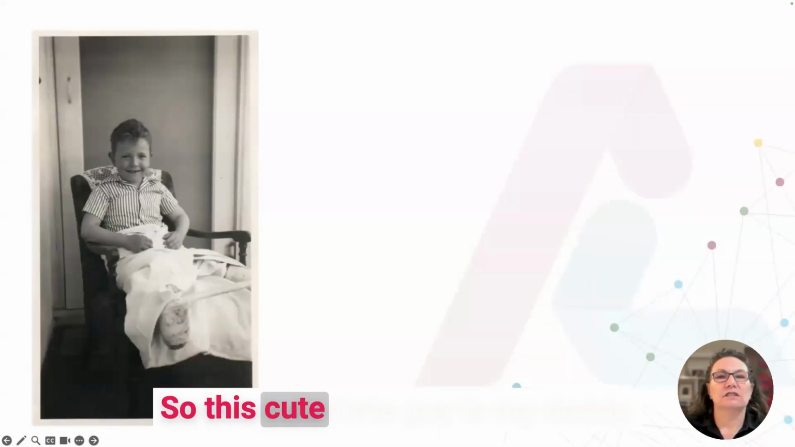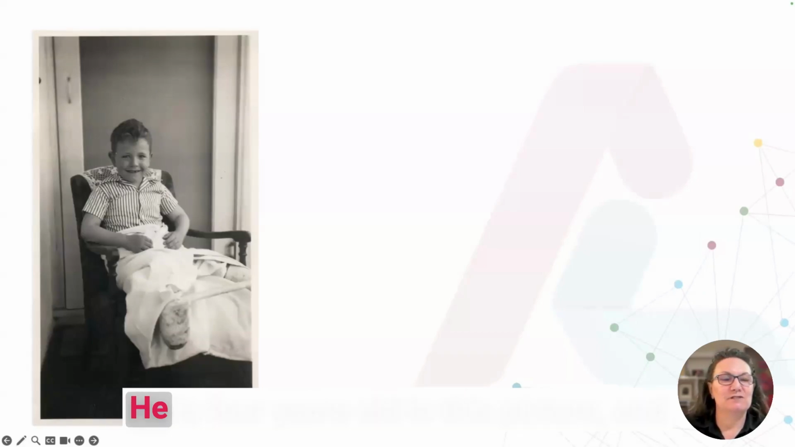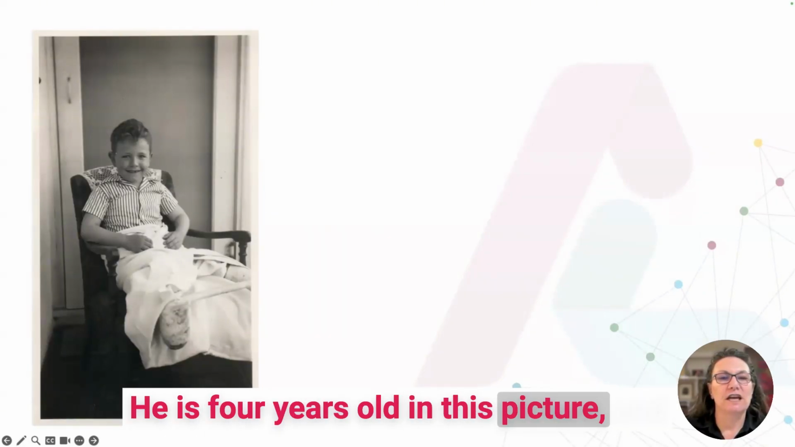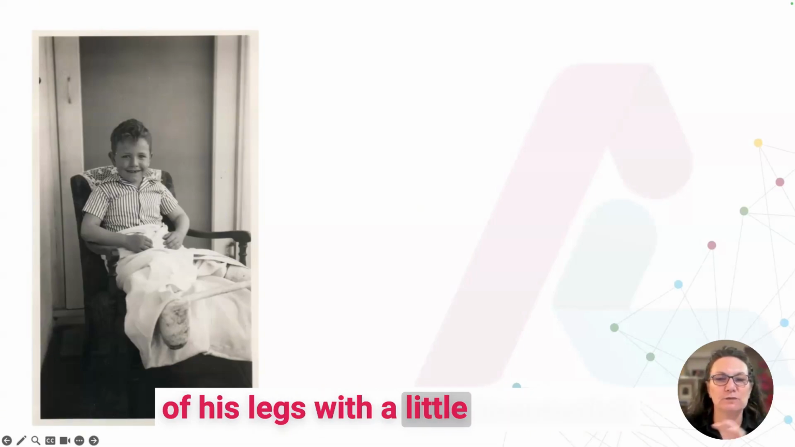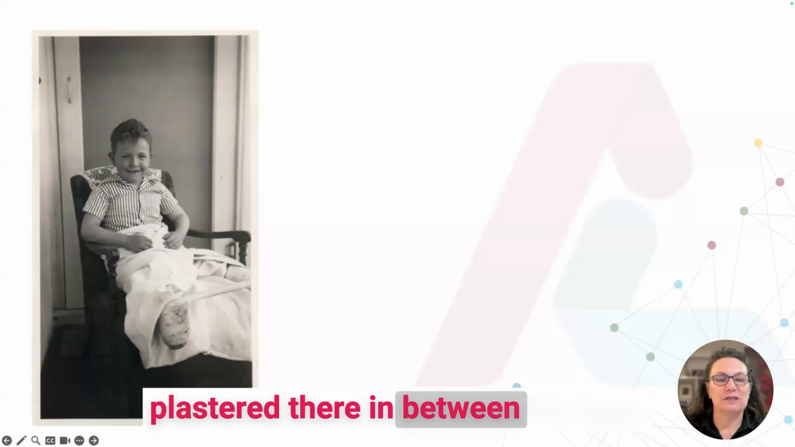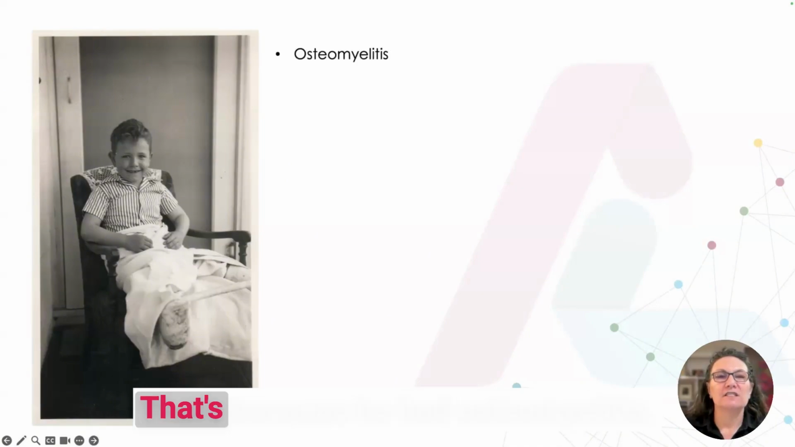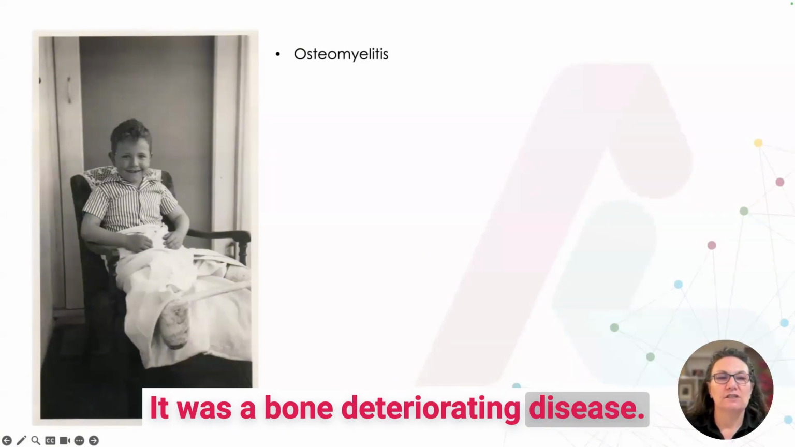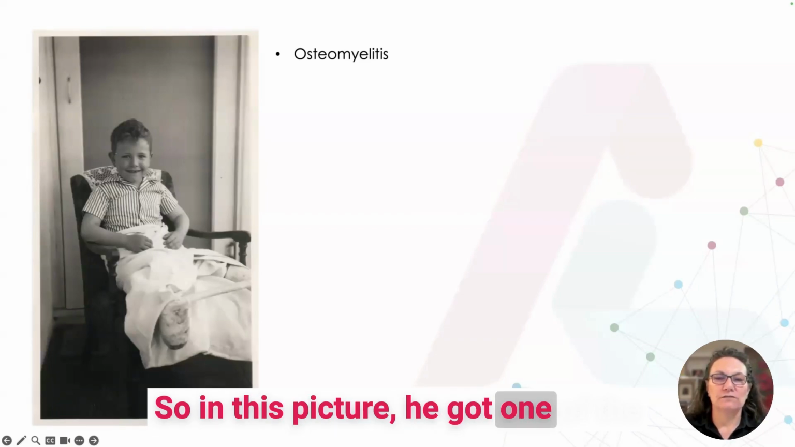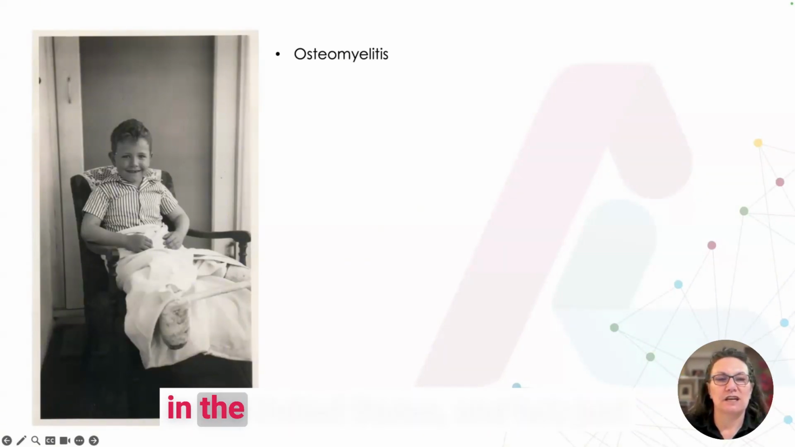So this cute little guy is my daddy. He is 4 years old in this picture. And if you notice, he's got casts on both of his legs with a little broomstick plastered there in between his legs. That's because he had osteomyelitis. It was a bone deteriorating disease. So in this picture, he got one of the first full joint replacements done in the United States.